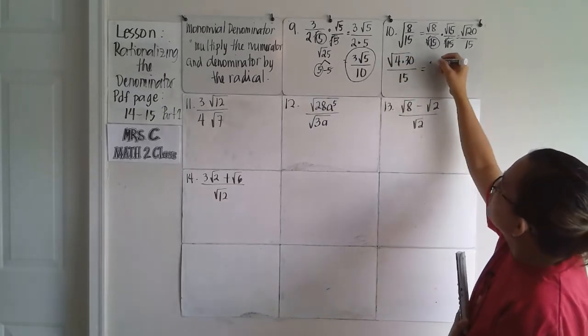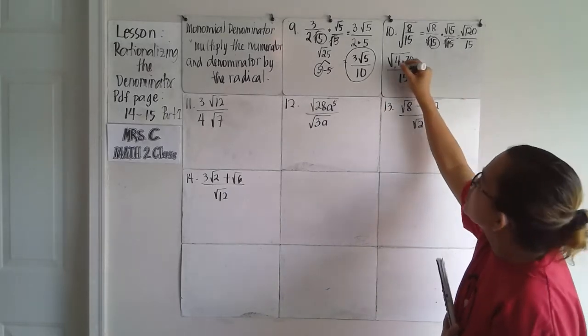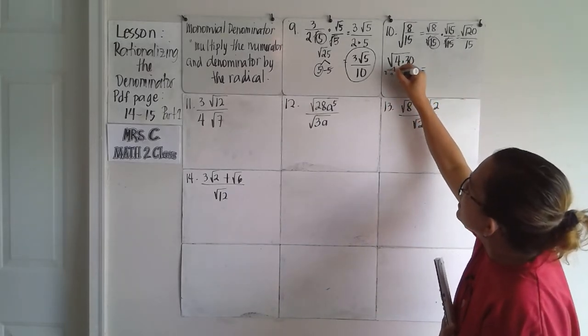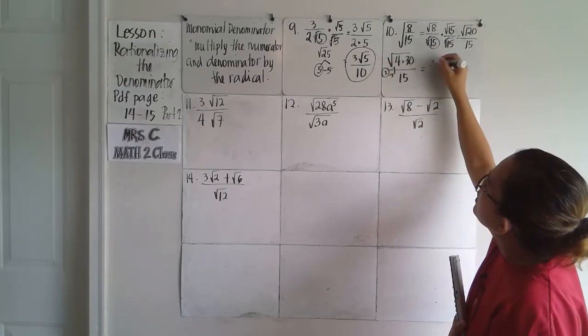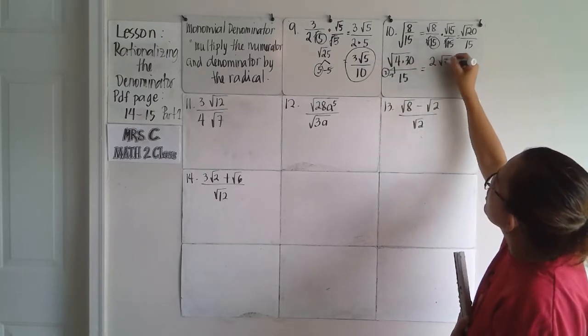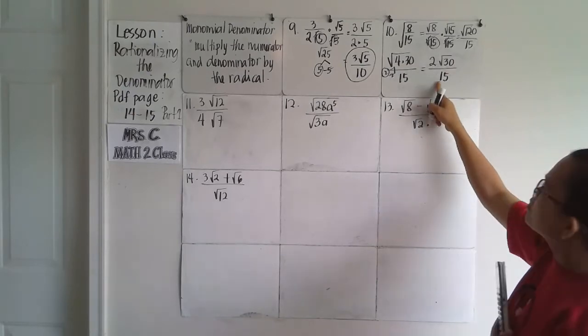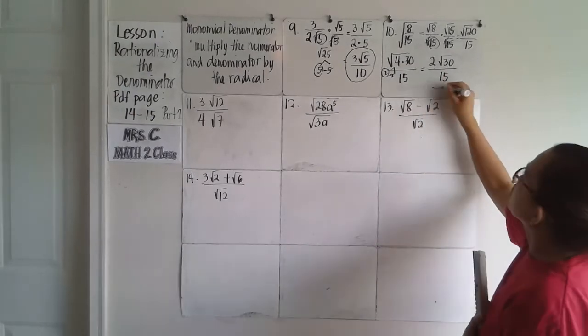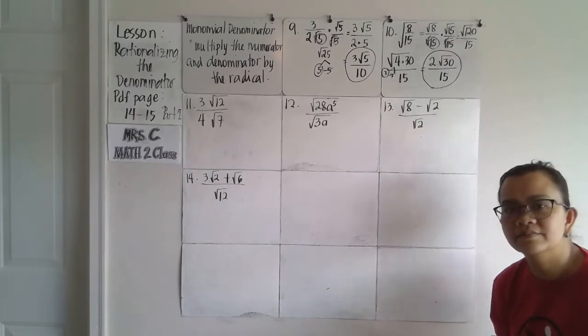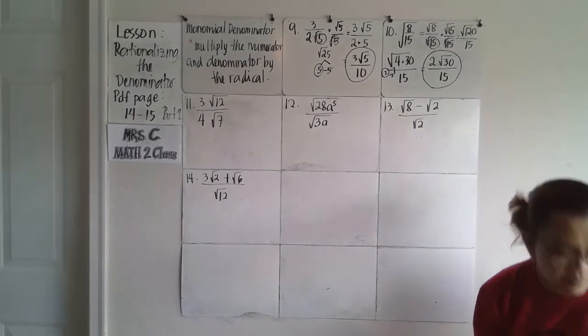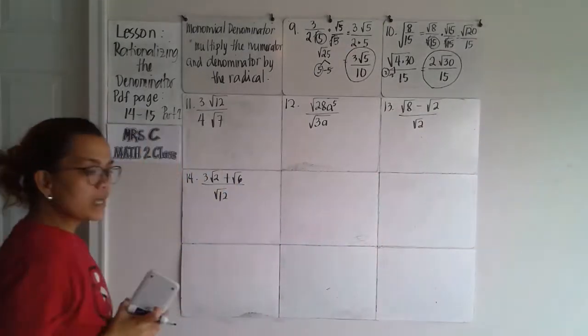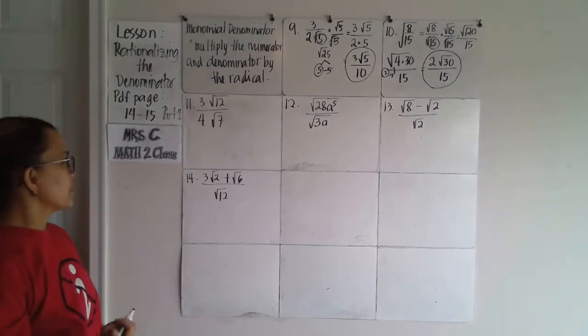So factor of 4, that will be 2 and 2. I'll do it on the side. Cancel, take 1. So that will be 2 square root of 30 over 15. Can you simplify 2 over 15? No. So leave it like that. Got it? Got it? You're my audience. You need to say, yes, ma'am.